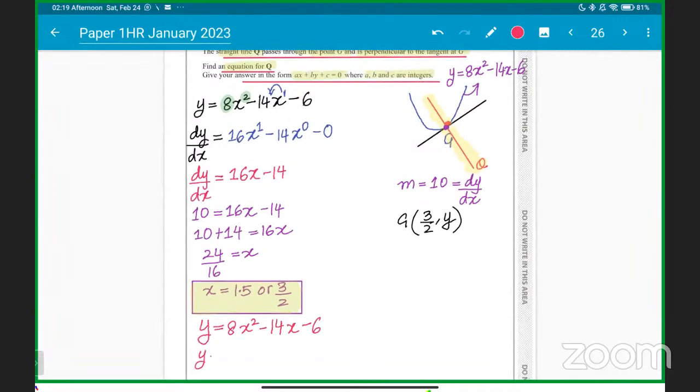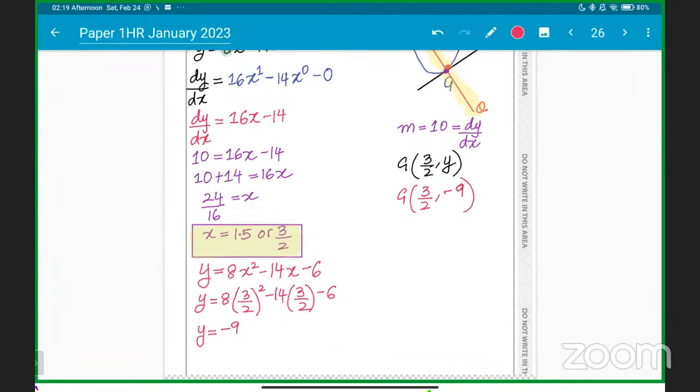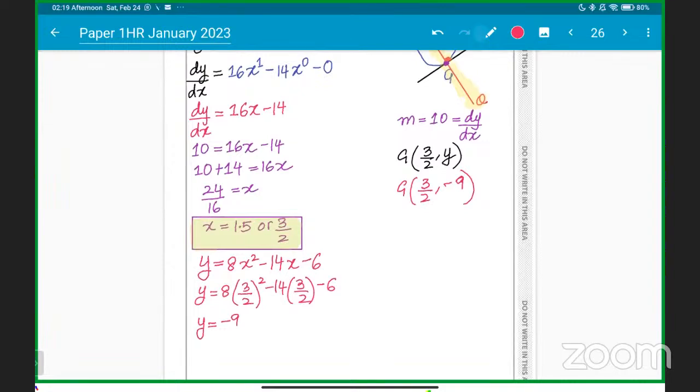So then we get y equals 8 times 3 over 2 whole squared minus 14 times 3 over 2 minus 6. Just try to do it in the calculator. So we get the y value as well, which will be minus 9. So here we go, sir. The G coordinates are 3 over 2 comma minus 9. Everyone following? We have got the G coordinates, sir. 1.5 comma minus 9. Everyone got it?